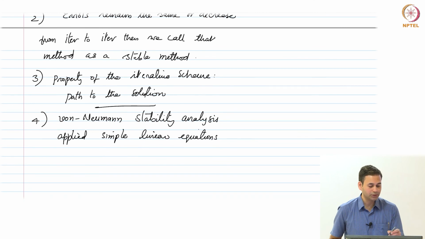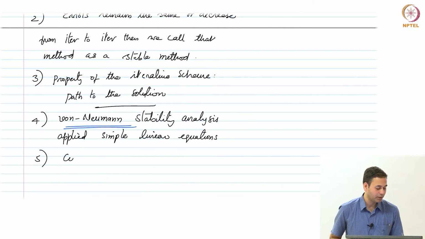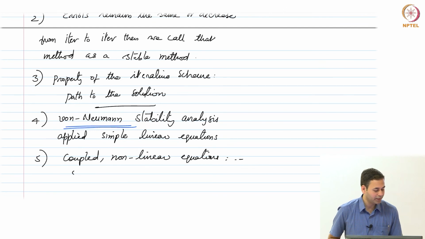We will be doing a stability analysis a little later, after we discuss the diffusion equation. But if you have real life problems, let us say coupled nonlinear equations and so on, then the stability analysis is difficult. Therefore, it is not much used.